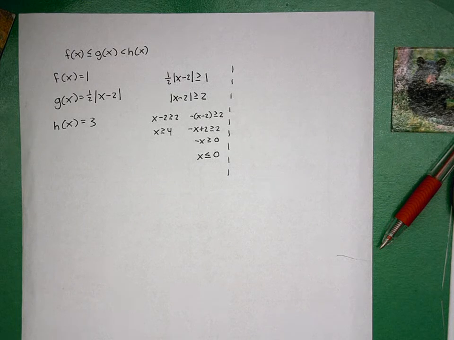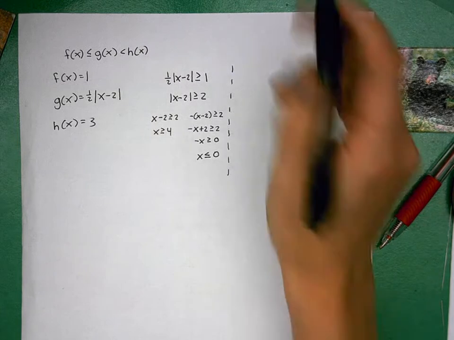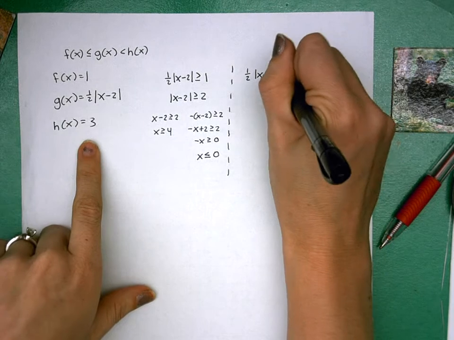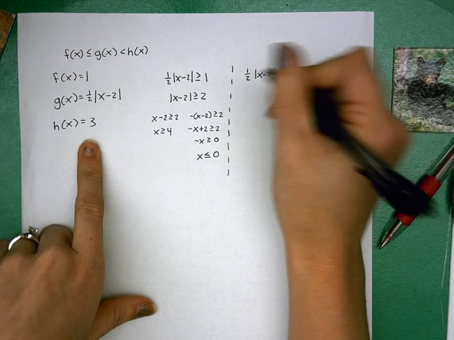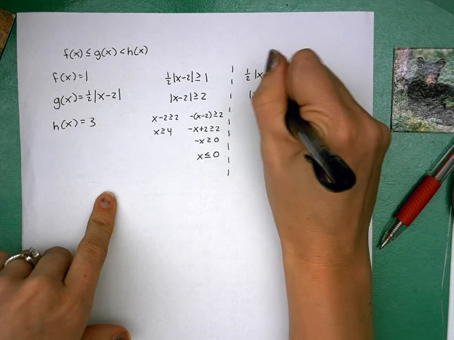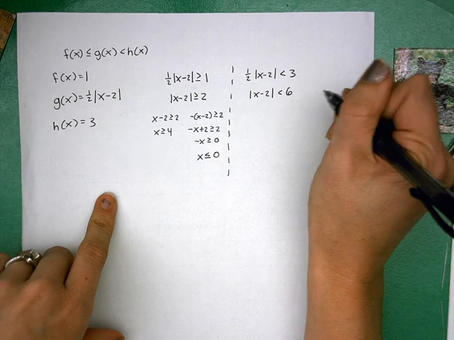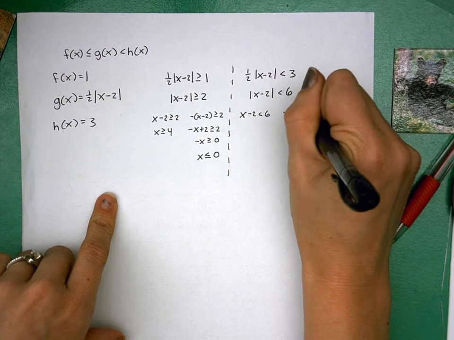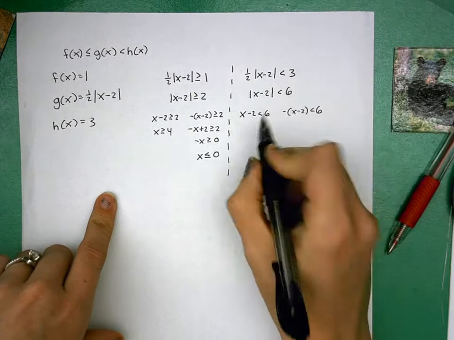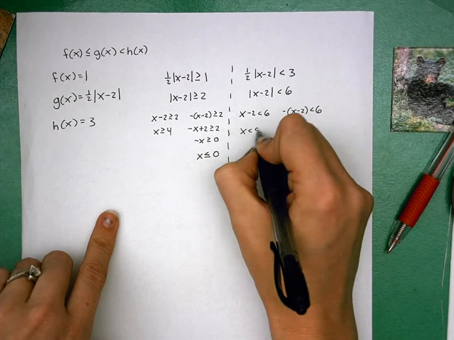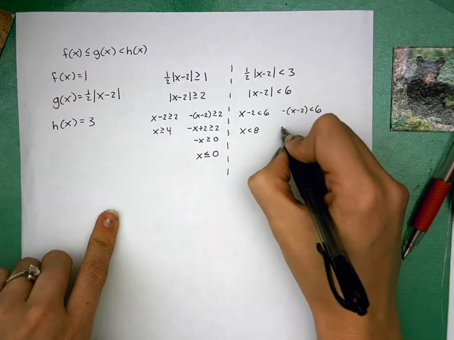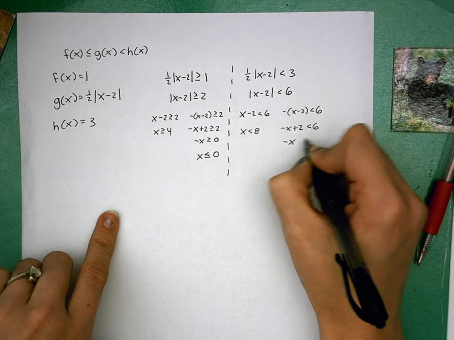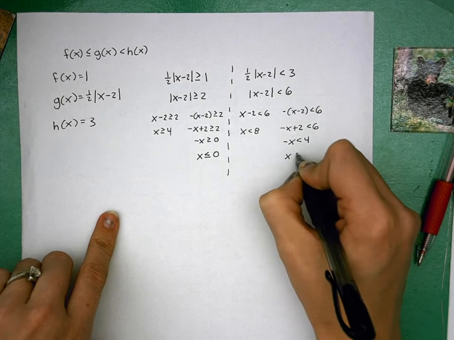We also want to figure out where g of x is less than h of x. So where is my g of x less than my h of x? Again, multiplying that 2 over to isolate our absolute value, we get the absolute value of x minus 2 is less than 6, which is possible. So we have our positive leg and our negative leg. Adding this 2 over, we get x is less than 8. Distributing the negative, or dividing, we can then figure out by subtracting the 2 that x has to be greater than negative 4.